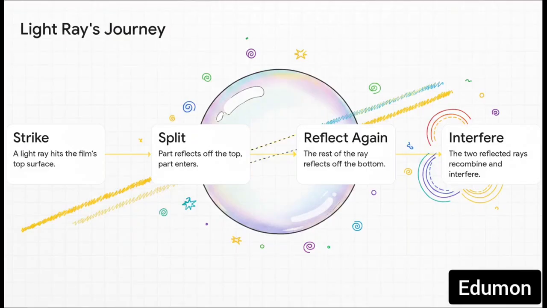All right, let's follow a single ray of light. When it hits the bubble, it actually splits in two. Part of it bounces right off the outside surface, but the other part goes through the soap film, hits the inside surface, and then bounces back out. So now you have two separate waves coming from the same original ray, but one took a slightly longer path. As they travel to your eye, they come back together and interfere.